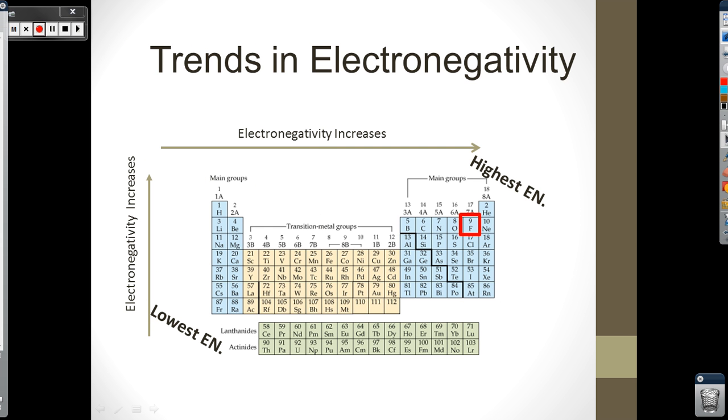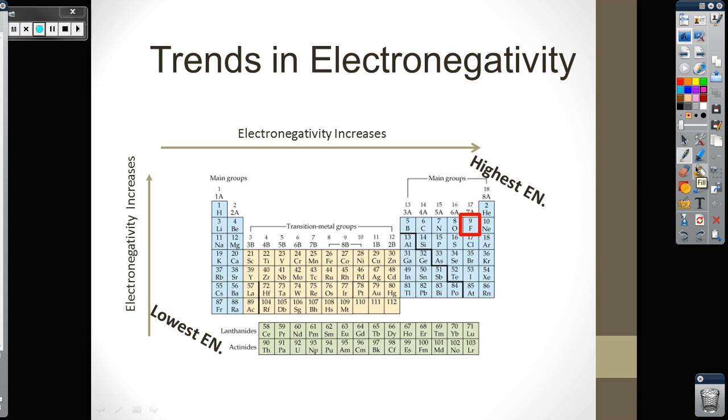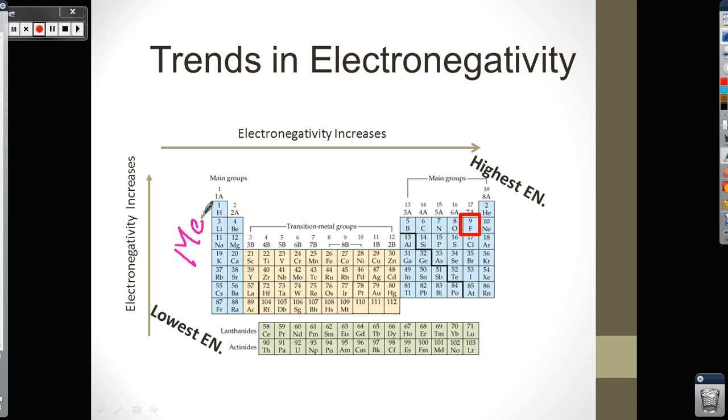If I look at the periodic table, I can figure out different trends in electronegativity amongst the different elements. As I go from the metals to the nonmetals on the periodic table, and remember, this side is the metals, and this side over here is the nonmetals, as I go across a period, in general my electronegativity is increasing as I move across the period.